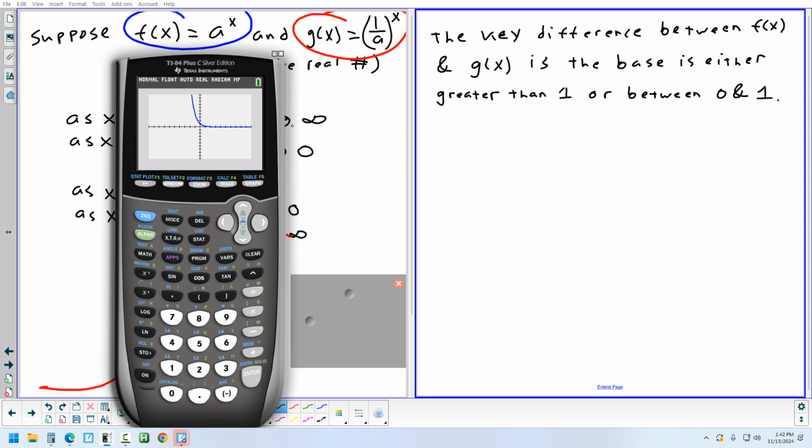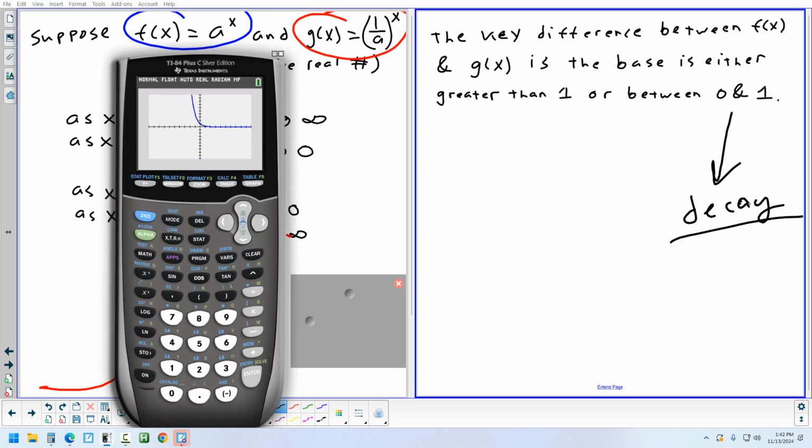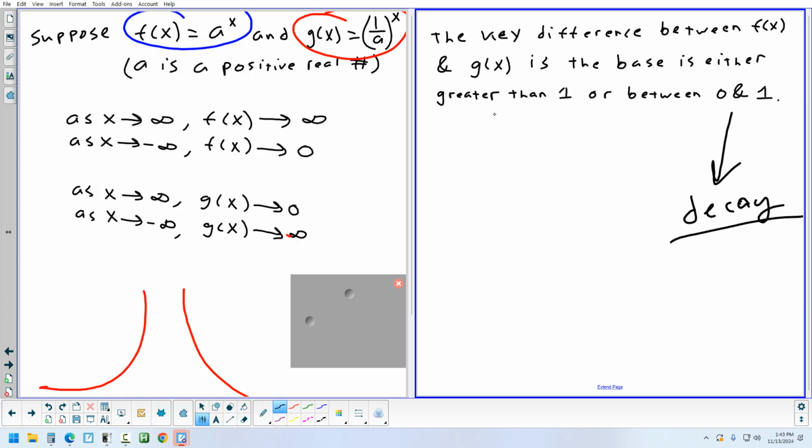Okay, and the reason it's going down is because it's a fraction. That is called decay. When it goes down, it's decay. How about if I graph something like 5 to the x? Is that one going to curve up or down? Up. That's going to curve up because this time the base is greater than 1. When the base is greater than 1, you get growth. When the base is between 0 and 1, you get decay.